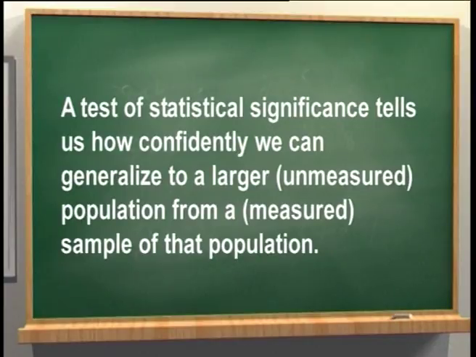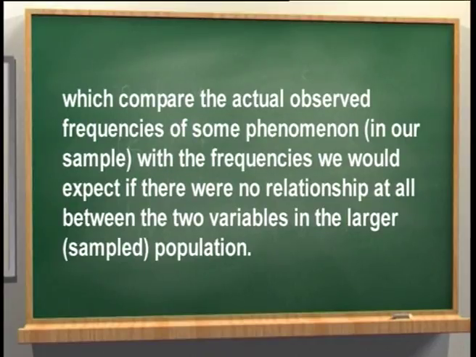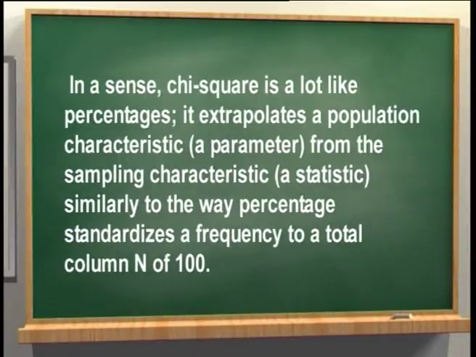A test of statistical significance tells us how confidently we can generalize to a larger population from a sample of that population. How does chi-square do this? Basically, the chi-square test of statistical significance is a series of mathematical formulas which compare the actual observed frequencies of some phenomenon with the frequencies we would expect if there were no relationship at all between the two variables in the larger population.